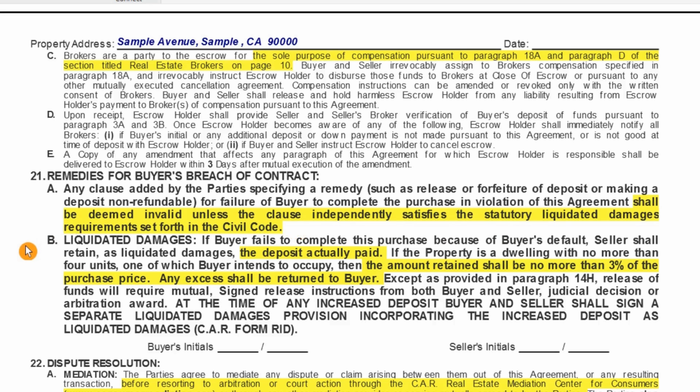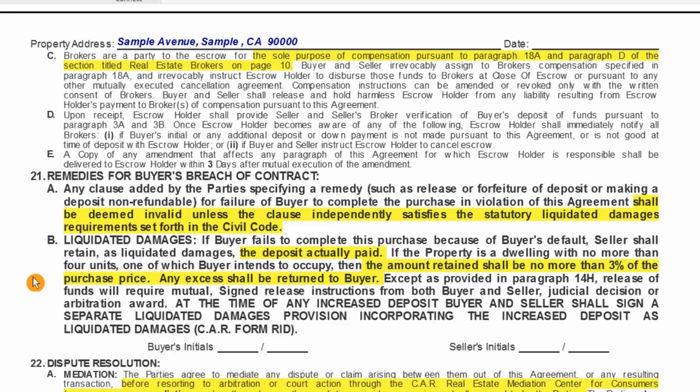And furthermore, in 21B, liquidated damages, if the buyer fails to complete this purchase because of a default, the seller shall retain as liquidated damages the deposit actually paid. If the buyer only put down 1% as an earnest money deposit, that's the most that the seller could actually go after. And moving forward, the amount retained shall be no more than 3% of the purchase price.